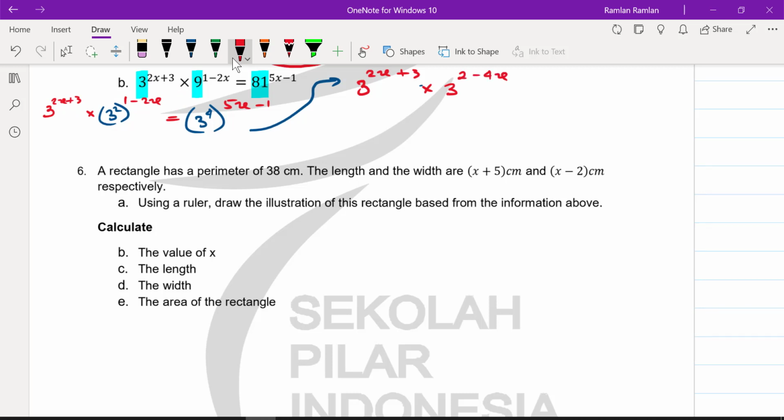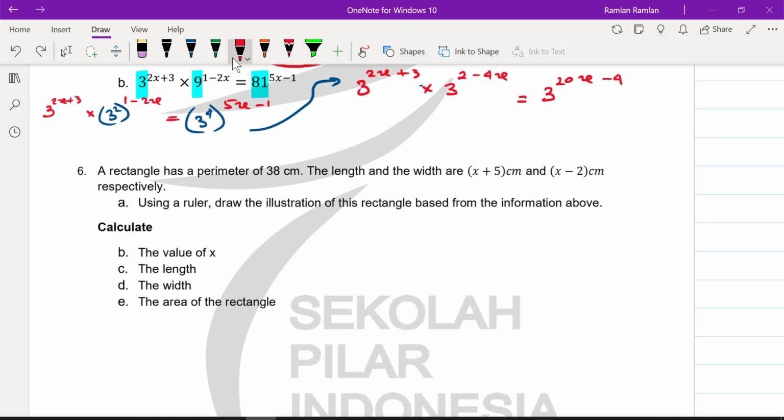Remember, 2 multiplied by 1 is 2. 2 times negative 2x will be negative 4x. And on the right side, there'll be the same thing. There'll be this one and this one, right? So there'll be 20x minus 4. Be careful with that, okay? That'll be 3 to the power of 20x minus 4, because we need to multiply the 4 with 5x and also with negative 1. Okay, so we're almost there.